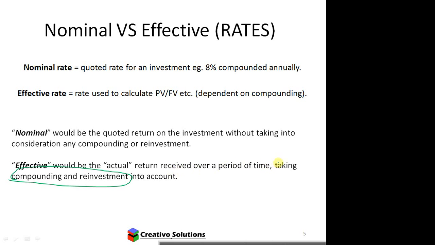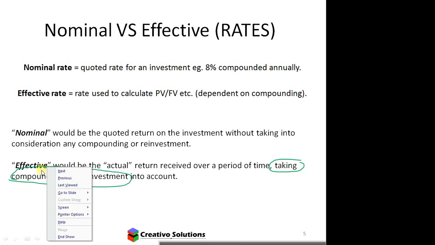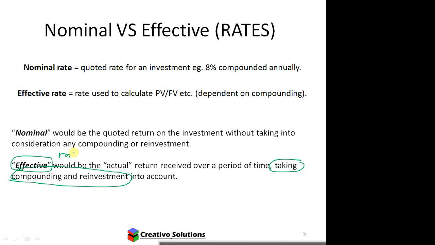So which one do we use in the calculation? Effective, because it takes compounding into account. Nominal is just quoted, like an absolute type of measure. An absolute measure can obviously change the outcome of the question. So we don't use the absolute, we use the effective, which is what the rate actually amounts to if I take compounding into effect.